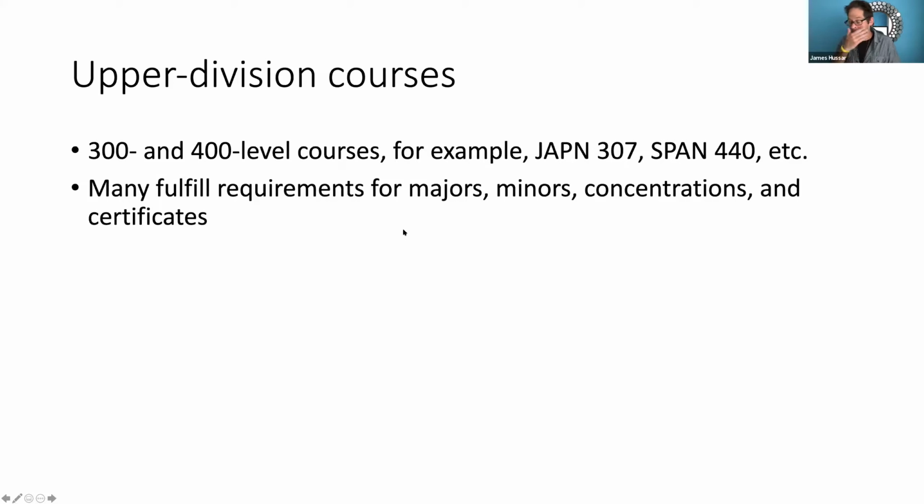Upper division courses are those numbered in the 300s and 400s. For example, Japanese 307, Spanish 440, etc. And these are the courses that more likely than not will be fulfilling requirements, specific requirements for your majors or your minors or your concentrations and certificates in our department. And that's typically how it goes in other departments as well.